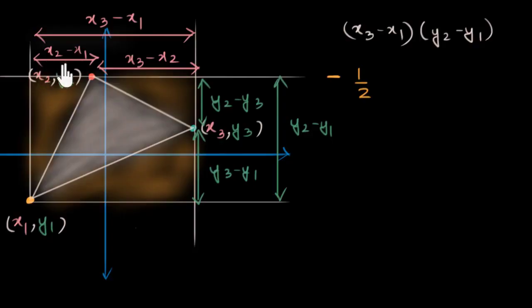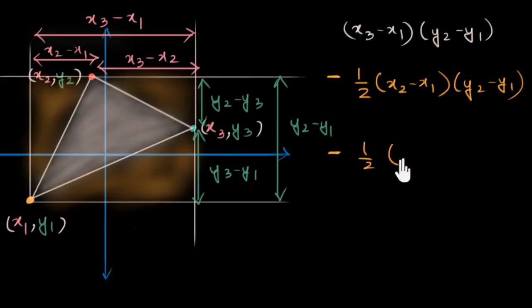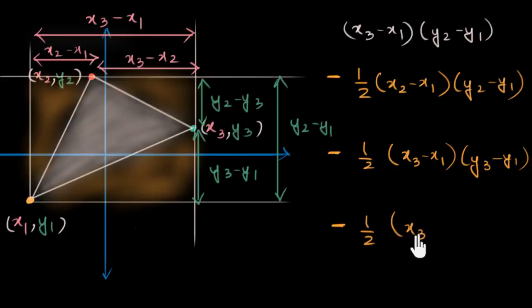So the base is x2 minus x1, multiplied by the height. In this case, that's y2 minus y1. And now I'll subtract this triangle, minus half into, for this triangle, the base is x3 minus x1, and the height is y3 minus y1. And finally, the last triangle over here, minus half into base x3 minus x2, into height y2 minus y3.